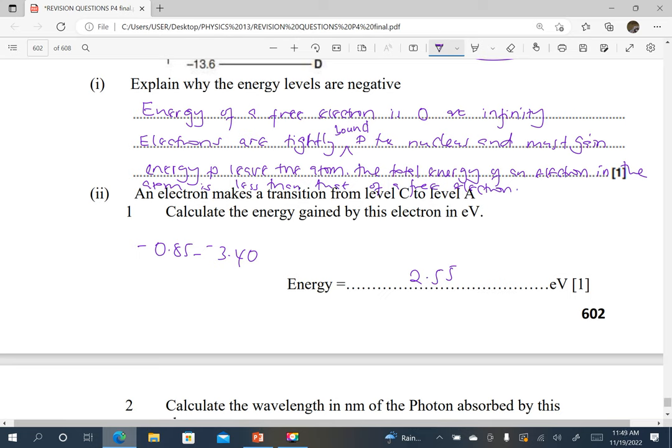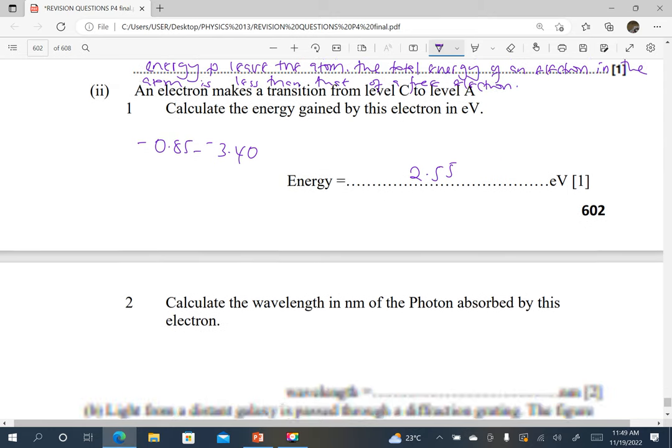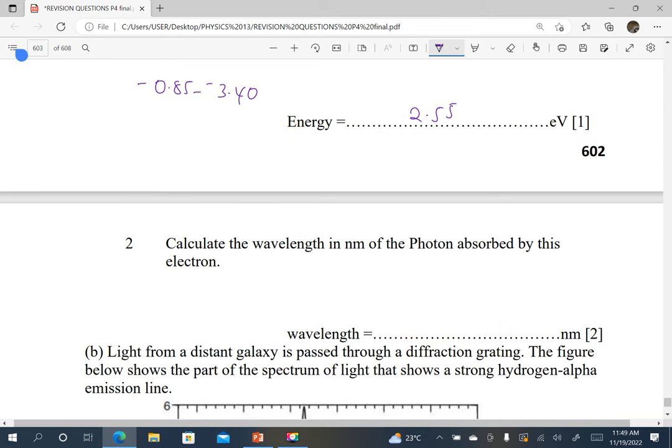Okay, so the energy is 2.55 electron volts. Let's proceed. Sorry for that interruption. Calculate the wavelength in nanometers of the photon absorbed by this electron.